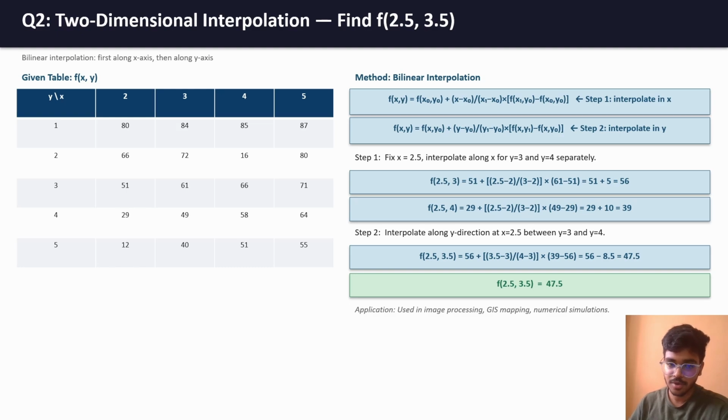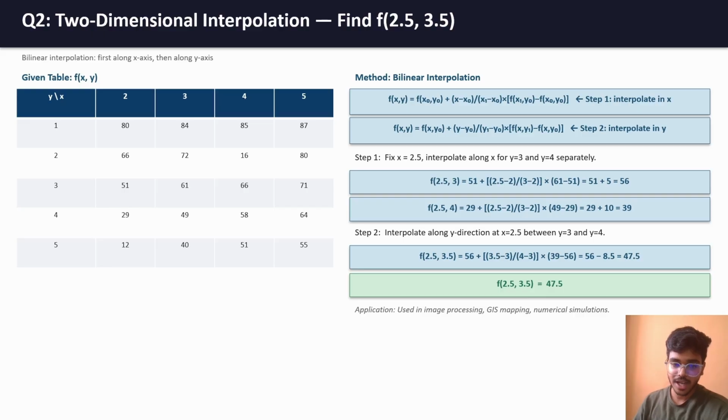For f of 2.5, 4 equals 29 plus 2.5 minus 2 divided by 3 minus 2 times 49 minus 29, which equals 39. So now we have two intermediate values, f of 2.5, 3 equals 56 and f of 2.5, 4 equals 39. Now in step 2 we interpolate along the y direction. Now we apply the step 2 formula. We use the intermediate values f of 2.5, 3 and 2.5, 4 to interpolate in the y direction.